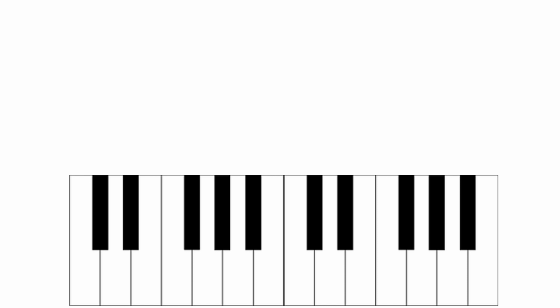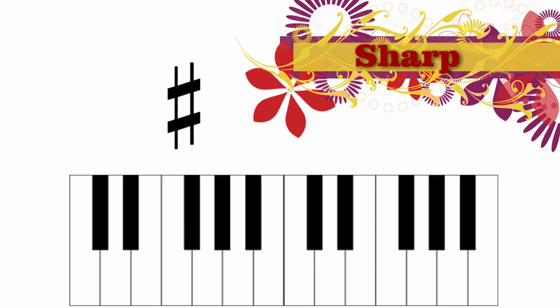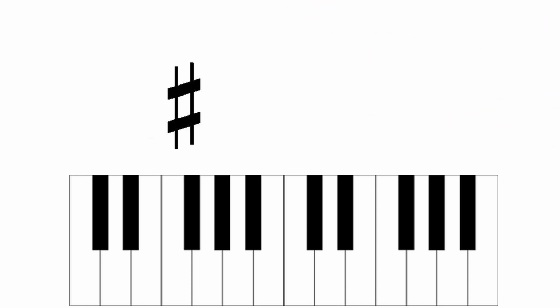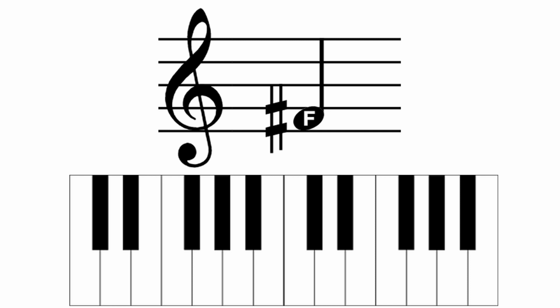So what are sharps and flats? A sharp symbol looks like this, and you'll see it in music right next to a note. The sharp symbol means to go up a half step from that note. So for example, say we have F with a sharp symbol. We call that F sharp, and it means to play the black key right above F, so it's the one in between F and G.